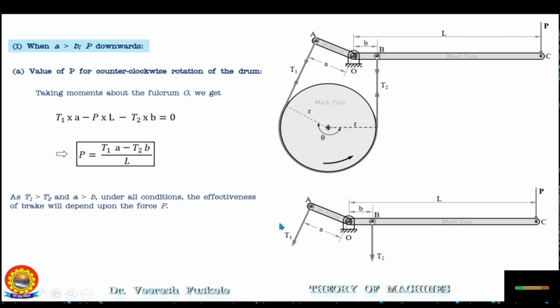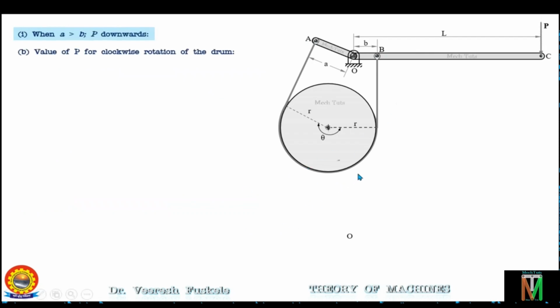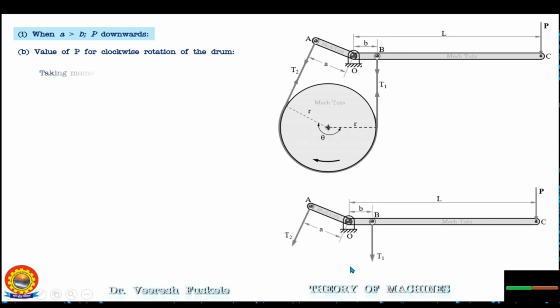So under all conditions, the effectiveness of the brake will depend on this force P. Now let's see the other condition. That is, the drum is rotating in the clockwise direction. So when the drum is rotating in the clockwise direction, this side of the band will be the tight side and having tension T1, and this side of the band will be the slack side having tension T2.